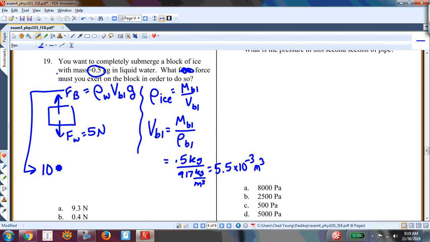Then I want to calculate what is the buoyant force. So the density of water is 1,000 kilograms per cubic meter. That's on your equation sheet, but you probably know it. Times 5.5 times 10 to the minus 3 times g, which is 10. That's 55 newtons.